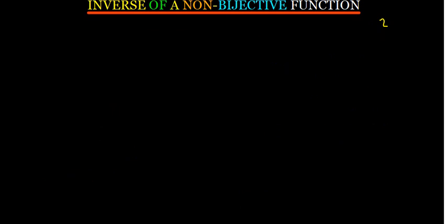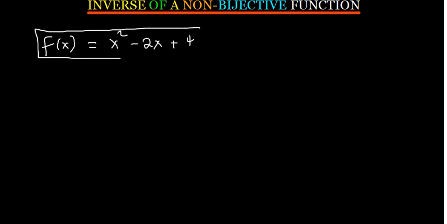Now, if they've given you a quadratic that is in the form that we know, let's say they've given us f of x, which is equal to x squared minus 2x, let's say plus 4. And they ask you to find the inverse of this quadratic. Before you find the inverse, the first thing that you need to do is complete the square. Remember, when you're finding the inverse, you're supposed to make x the subject of the formula. So for this one, there is no way you can make x the subject of the formula. So make sure that you complete the square.